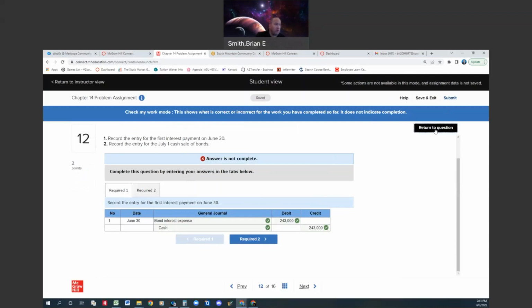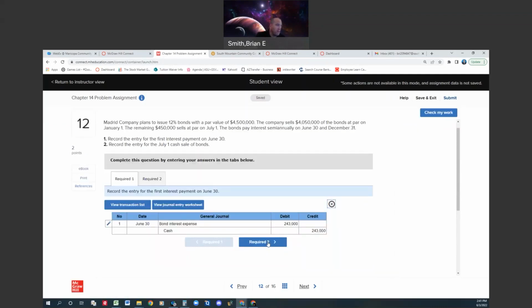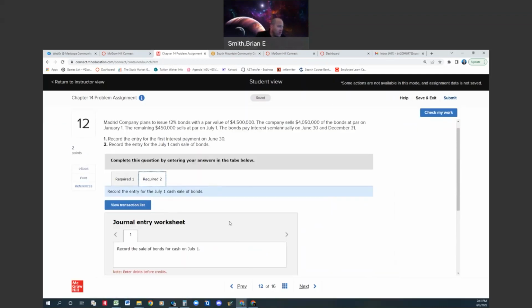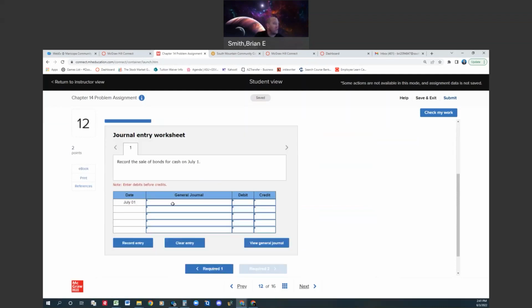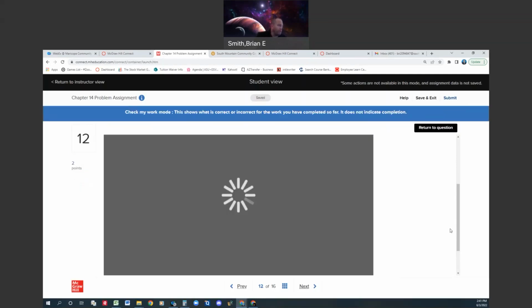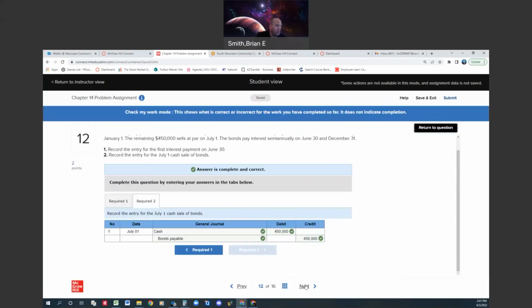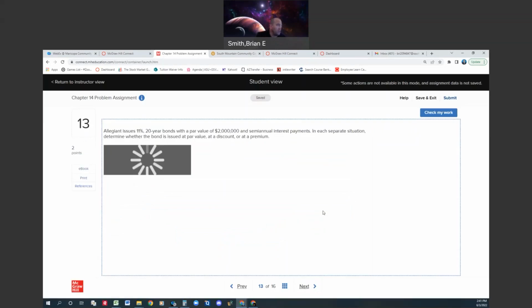Let's go ahead and check out requirement number 2. Requirement 2 says record the sale of the bonds for cash on July 1st. It says we sold them at par on July 1st, $450,000 of bonds. That's easy peasy. Cash debit is going to be $450,000, and then we're going to credit bonds payable, $450,000. Let's check our work. Should be good to go. And there it is. Check out the next question here.